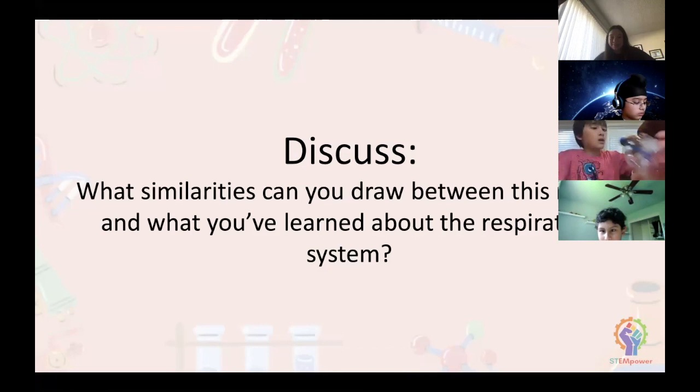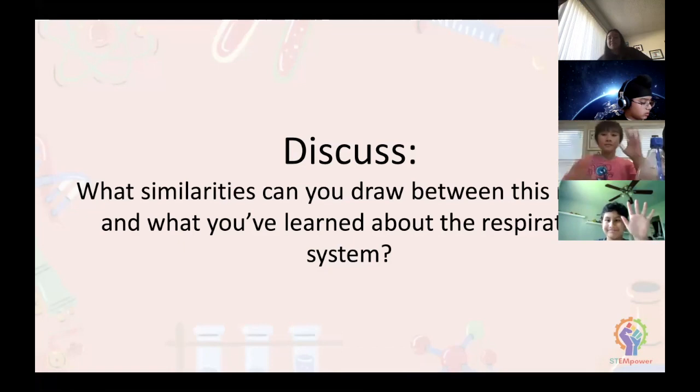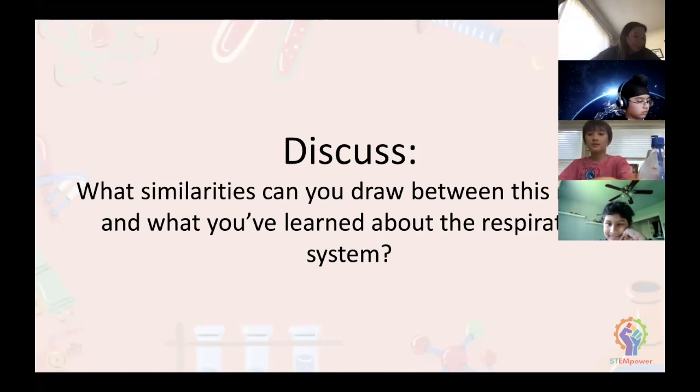I think the larger balloon, it might be the diaphragm. Wow. Okay. Yep. That's correct. And then what do you think the two little balloons are? Anybody want to take a guess? Samuel? The lungs. Yep. Amazing. Perfect.